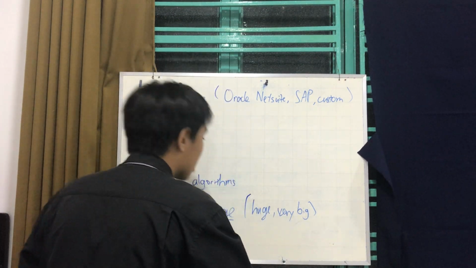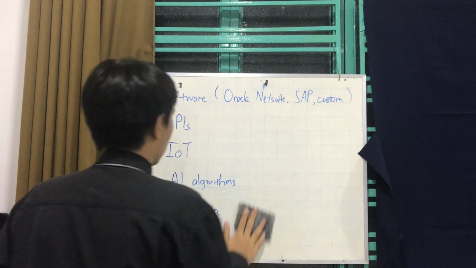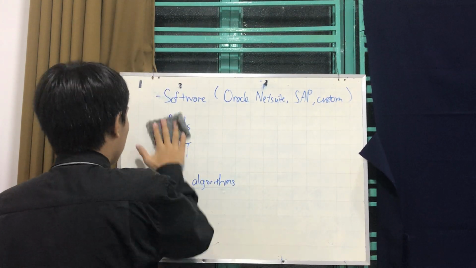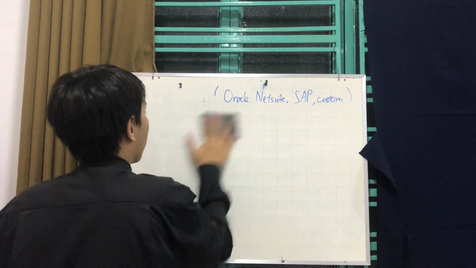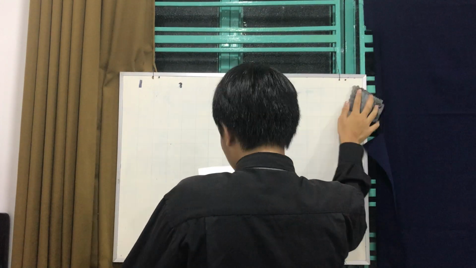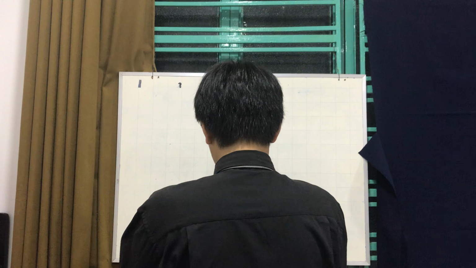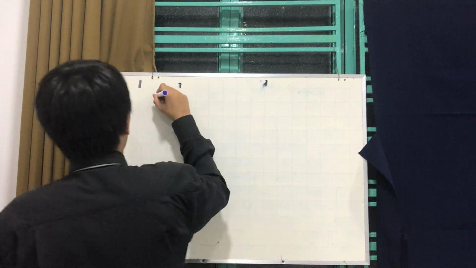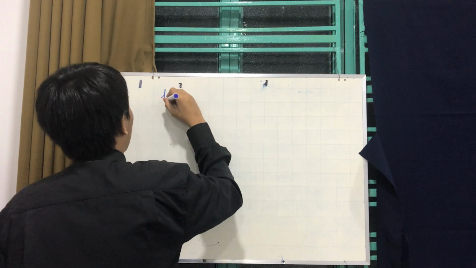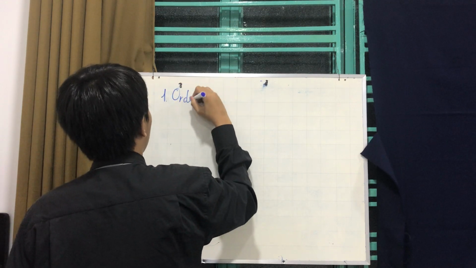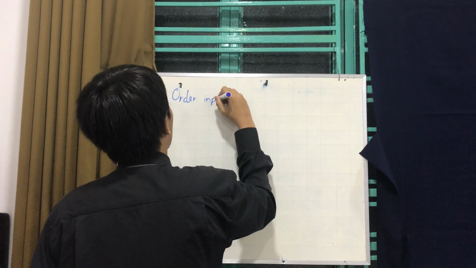So these are the 5 tools that I'm going to use. 5 main tools. So, how will it work? So, let's first start with order input. Order input. So how will it work?